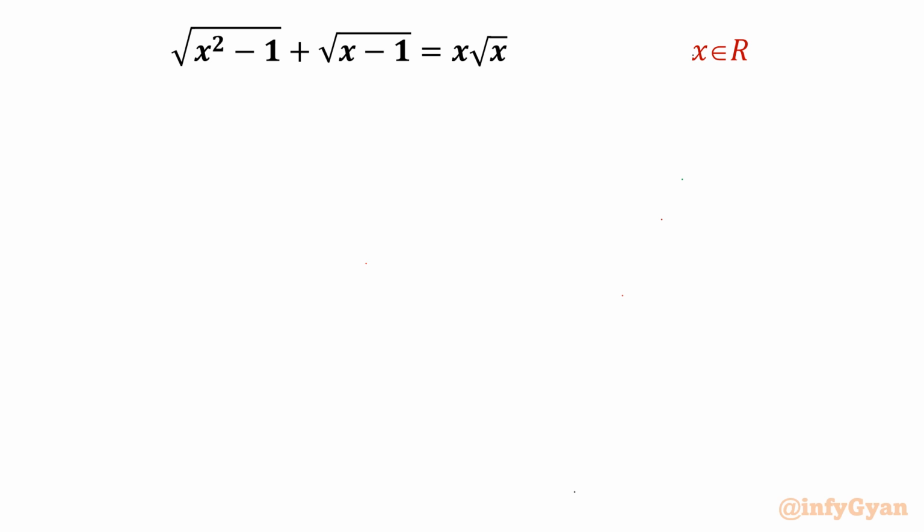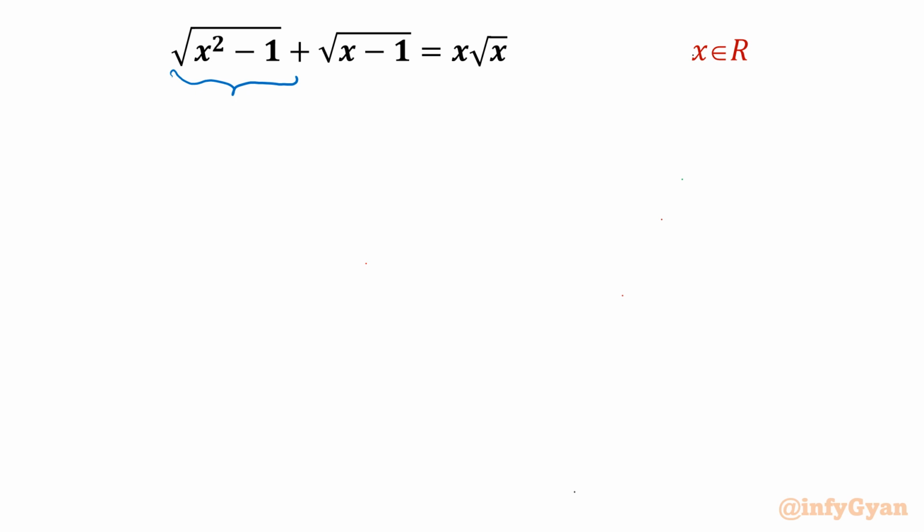In this very powerful and exciting video of algebraic challenging equations, in this series we are going to take up today one very interesting challenge from radical equations. One equation is given to us: square root of x square minus 1 plus square root of x minus 1 equal to x root x. We have to find out real values of x. So let's get started by writing the domain of the equation.